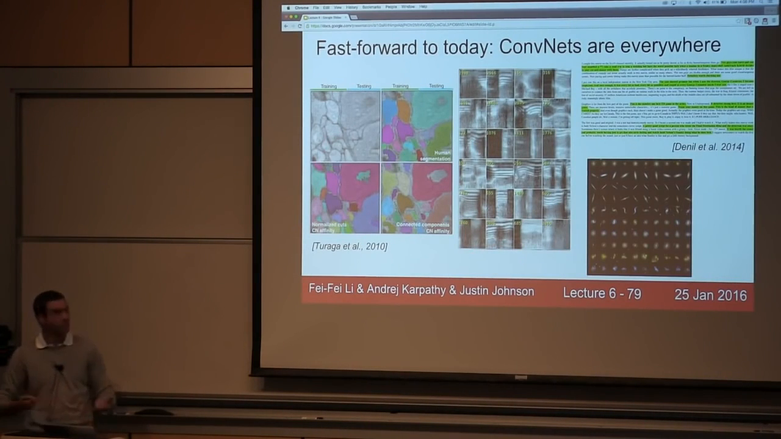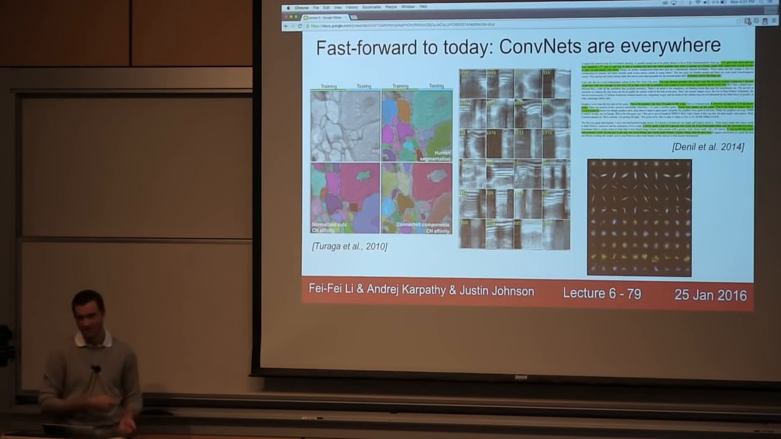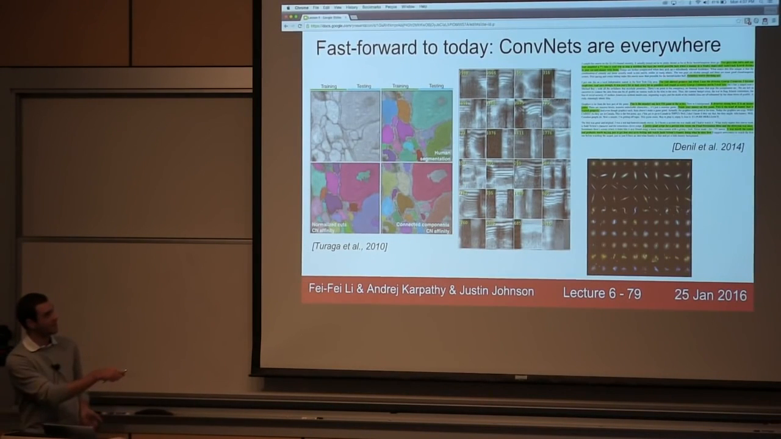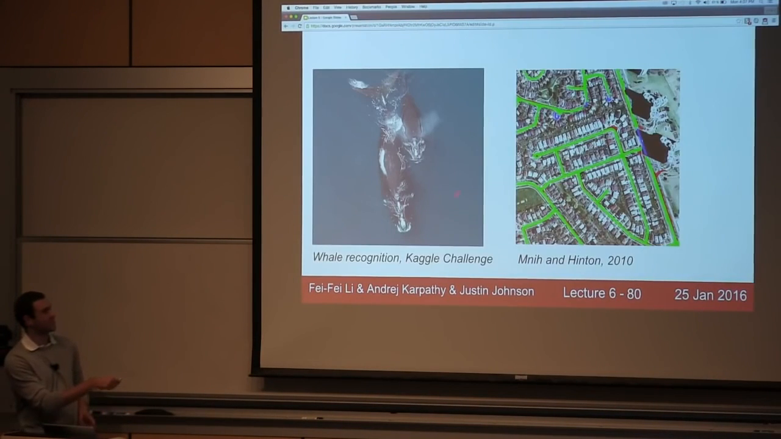They can also do things that are not visual. So for example, they can recognize speech. ConvNets have been used for speech processing. They've been used also for text documents, so you can feed text into ConvNets as well. They've been used to recognize different types of galaxies. They've been used in a recent Kaggle competition to recognize different whales.